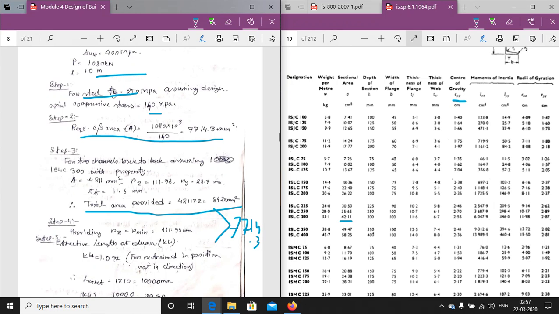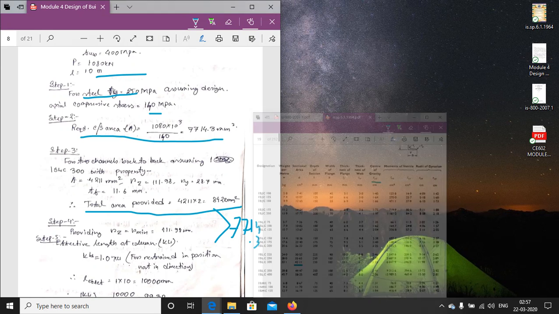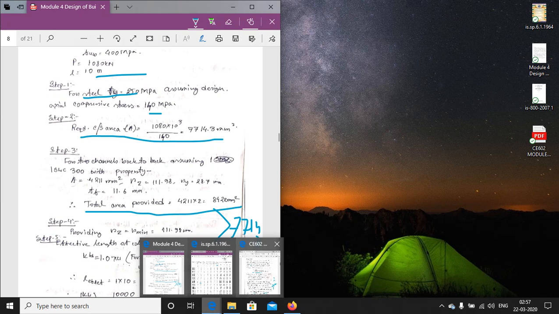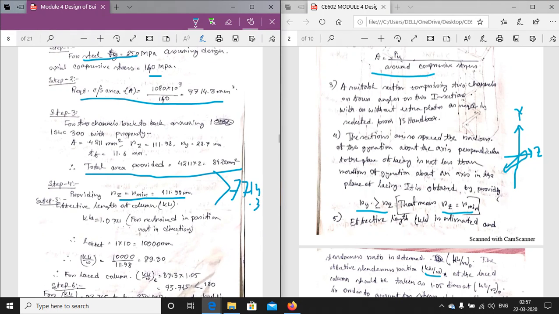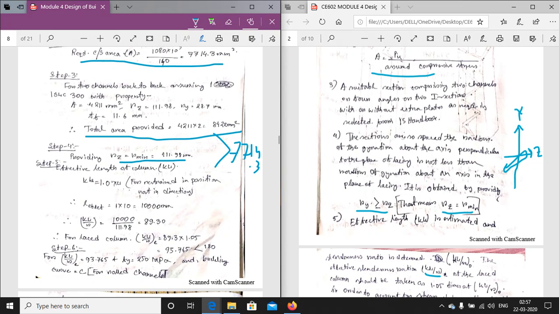Now coming to step 4. What is step 4? That we have to provide RY greater than RZ. So RZ will be R mean. So the value of RZ is 111.98. So RZ is equal to R mean is equal to 111.98. So the effective length of the column. Now what will be the value of the K?